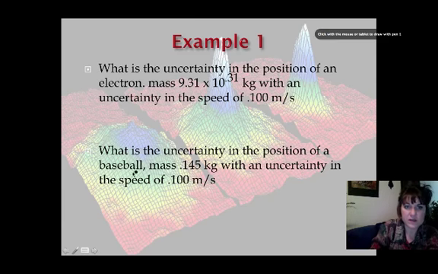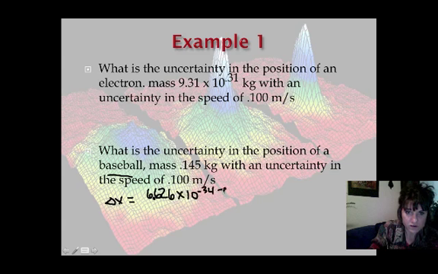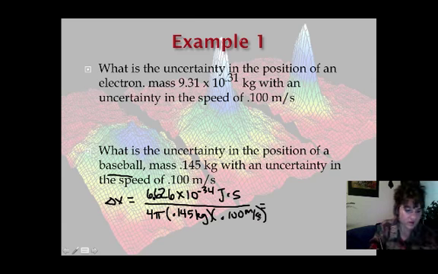What is the uncertainty in the position of a baseball? Well, what do you think? Do you know where a baseball is? Let's see. So delta x is equal to Planck's constant, 6.626 times 10 to the minus 34 joules times seconds. I always forget that extra 6 in there. And then we're going to divide by 4 pi times the mass. So for our baseball, it's 0.145 kilograms. And multiply that by the same speed that our electron had. So, just to have a fair comparison, we'll just keep that speed the same.